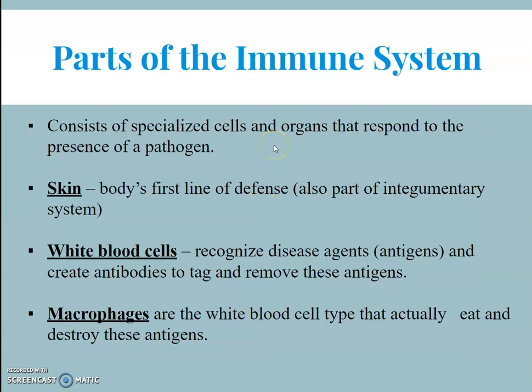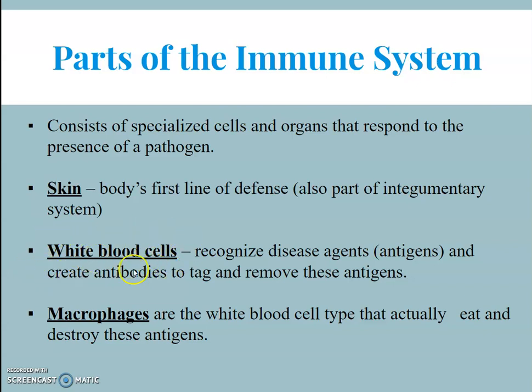There are different parts of the immune system. The immune system consists of very special cells and organs that respond to the presence of a pathogen or a disease-causing agent. One organ is the skin. We said that that was our first line of defense, right? It's part of the integumentary system and the immune system because it's our line of defense.